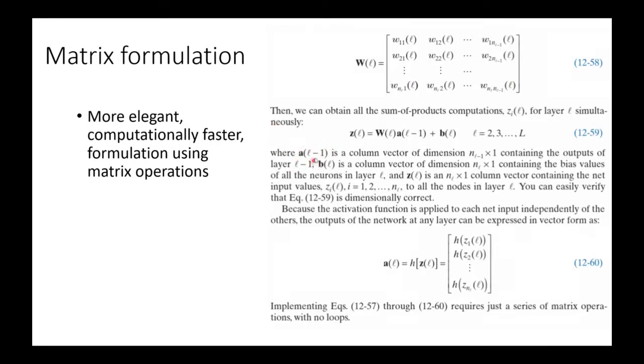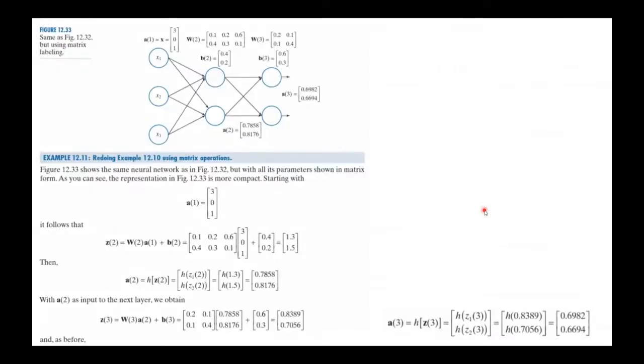and the activation function is a column vector of dimension. It has to be a dimension that agrees with the weight value, containing the outputs of the layer L-1, and BL is a column vector of dimension n_L times 1, also agreeing with the calculations that we're doing. Therefore, we don't need to do all of that sum that we've done before.